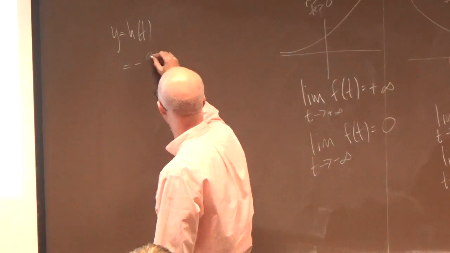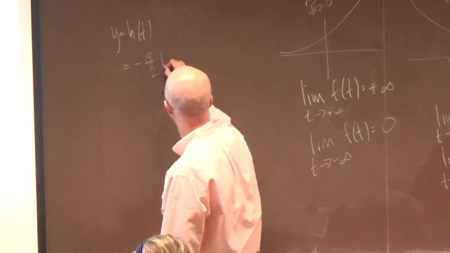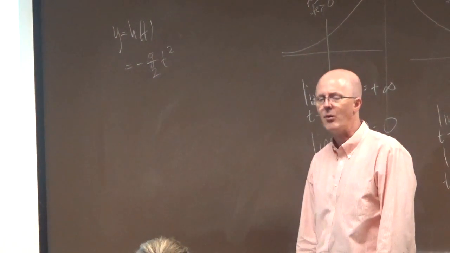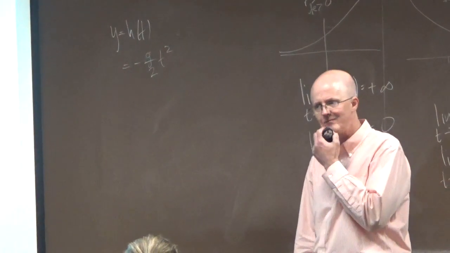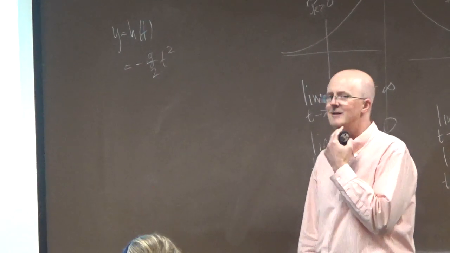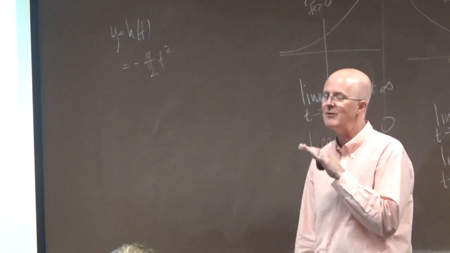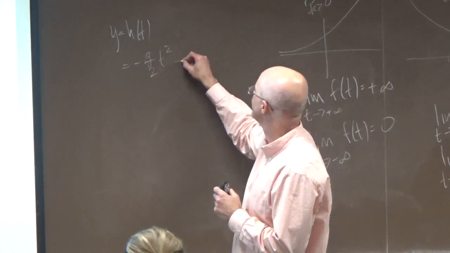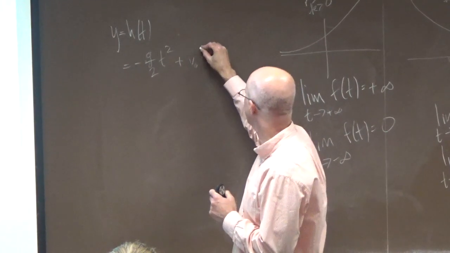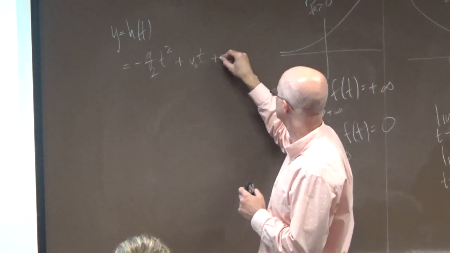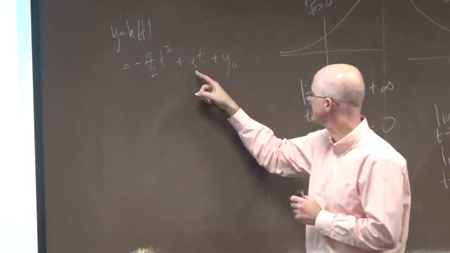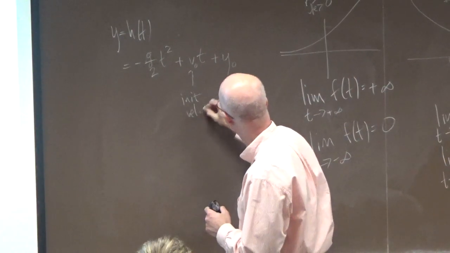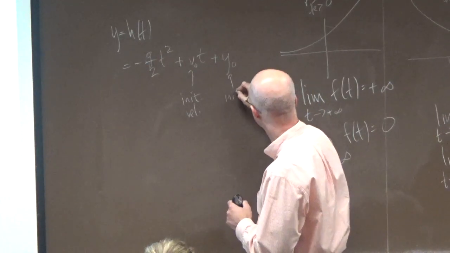it turns out the a equals negative g over 2, where g is the acceleration due to gravity. In standard units, that's 9.8 meters per second squared. In feet per second squared, it's 32. You don't need to know those numbers. I would give them to you if you need them. Plus the initial velocity, it turns out, times t, plus the initial height. Call it y0. V0 represents the initial velocity. Y0 represents the initial height.